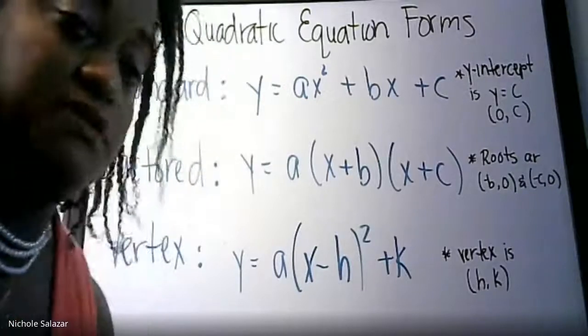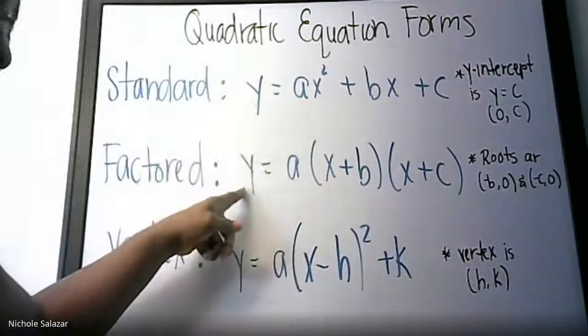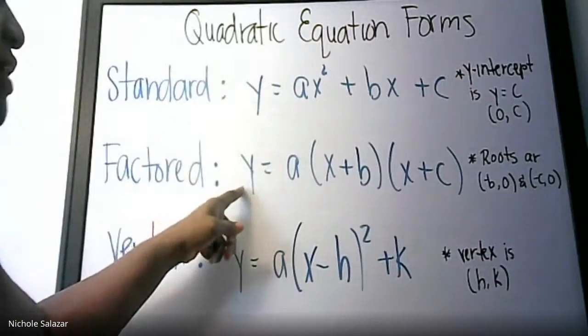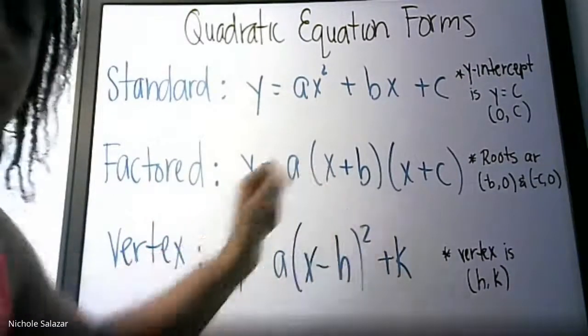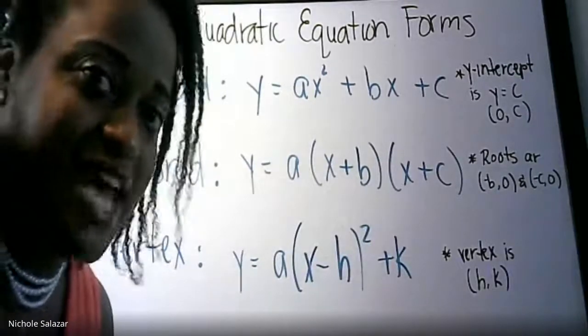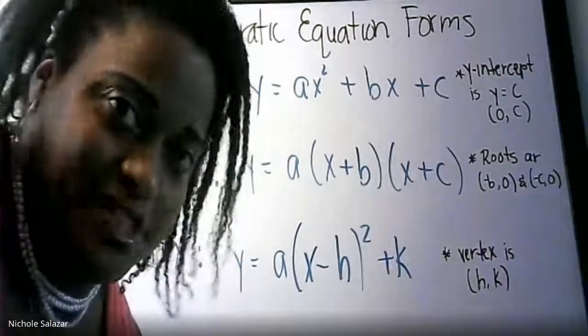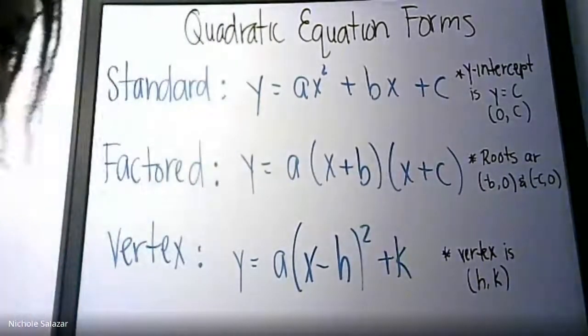So the first shortcut we learned is how to go from standard form to factored form. And then we're given our roots, and then we use the line of symmetry equation to find the vertex. But all of it requires some work. So let's just talk about the different types of equations.